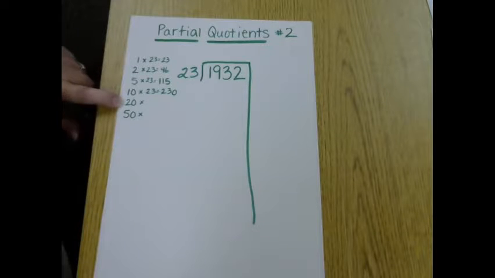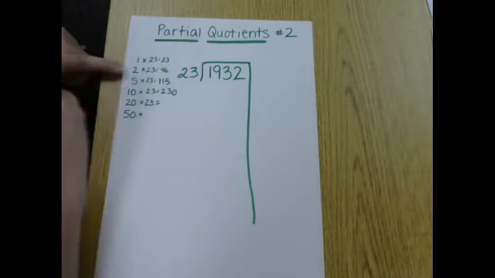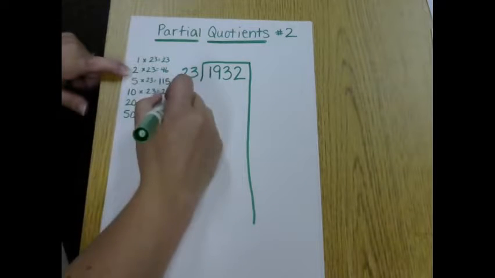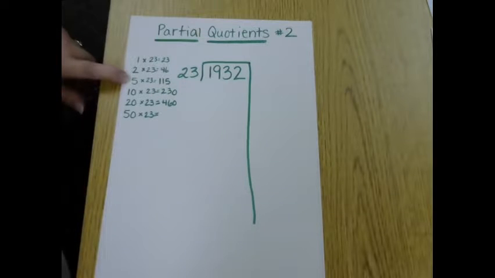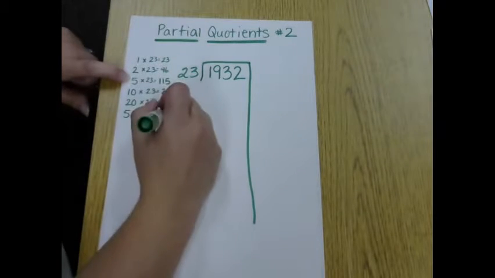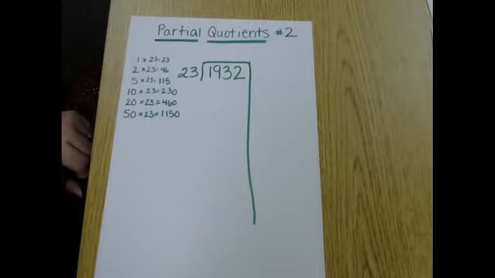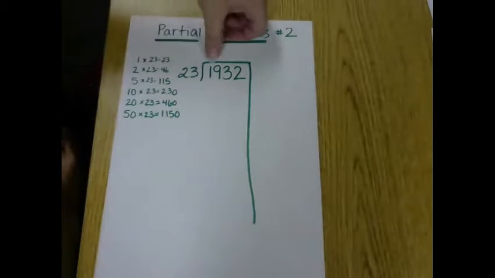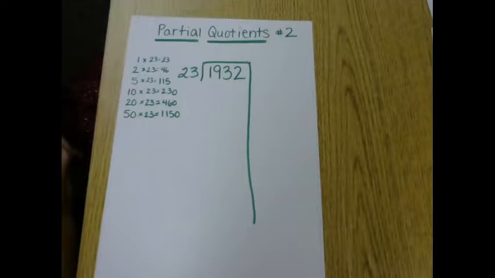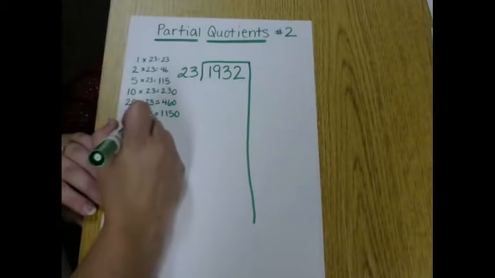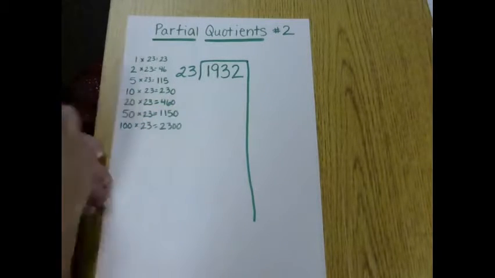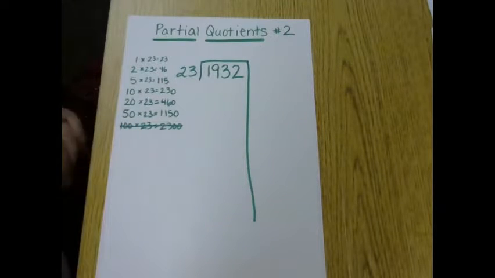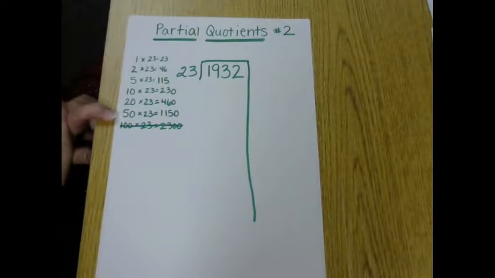I'm going to jump to 20 groups of 23 using my 2 fact to help me. That's 460. 50 groups of 23, that's 115 tens. So I've got 1,150. I'm getting much closer to 1,932. I could go ahead and try 100, although that gives me 2,300. I've gone too far. So I already have a good estimate that my answer is going to be more than 50. I just don't know how much more than 50.